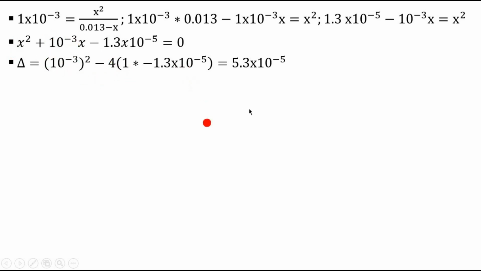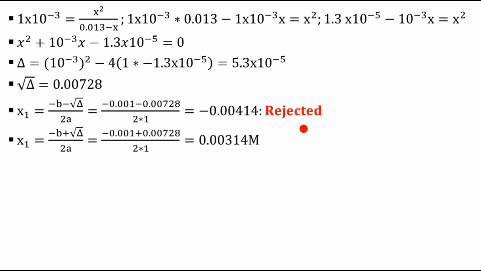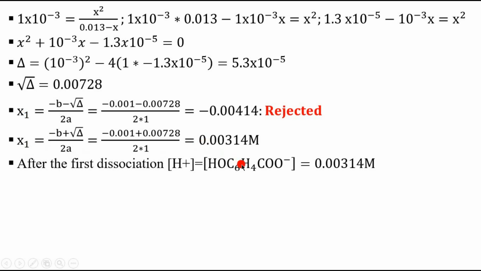So you have covered how to solve the quadratic equation. After getting the discriminant, we calculate the square root of it. Then we solve for x1. This will be rejected because the concentration cannot be negative. Then we also see x2. This is not x1, this is x2. Then you get 0.00314 molar. That means the hydrogen dissociated from the first dissociation will be equal to 0.00314 molar, and that will be the hydrogen dissociated from the COOH of the carboxylic acid group.